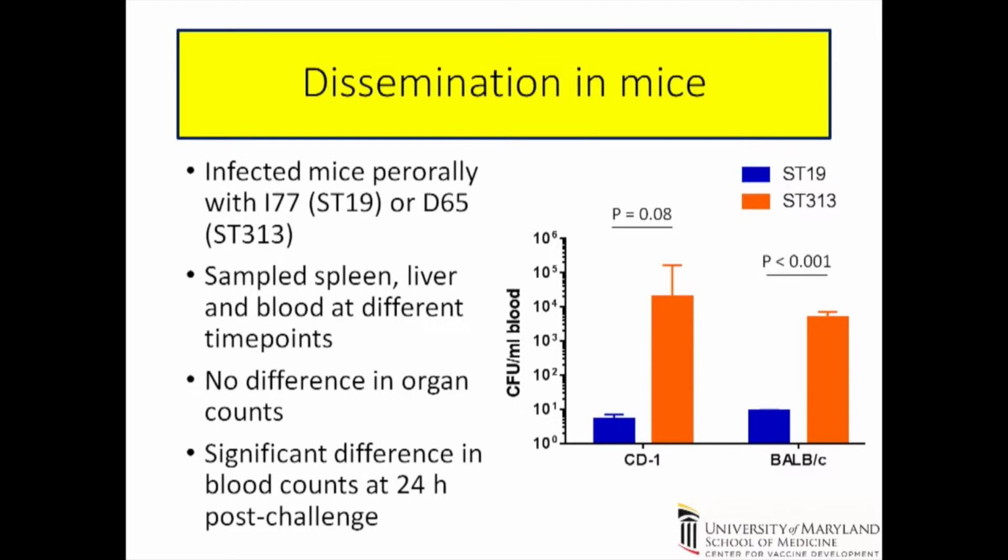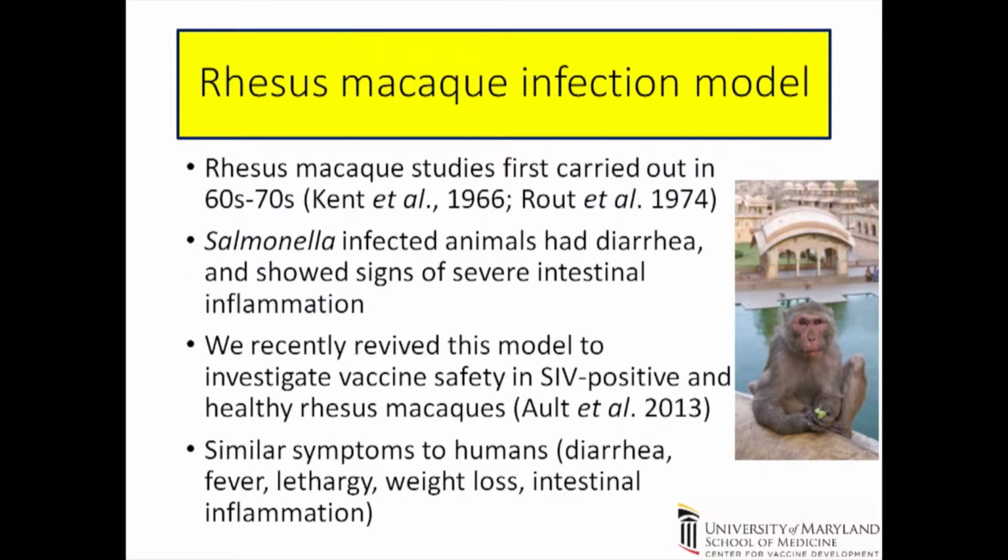So while the mouse model did give us some small amount of information about invasion, we really wanted to take this further and look at a much more relevant model of infection. And so we moved to the rhesus macaque infection model. So rhesus macaque studies were first carried out back in the 1960s and 1970s. And what they showed was that animals infected with Salmonella typhimurium had diarrhea, and that they also showed signs of severe intestinal inflammation. So we actually recently revived this model to investigate vaccine safety of our live attenuated Salmonella typhimurium CVD 1921 strain in both SIV positive and healthy rhesus macaques.